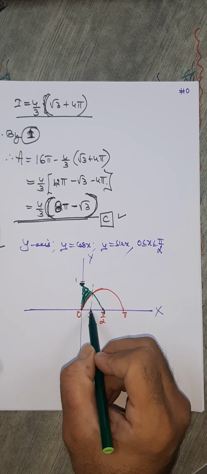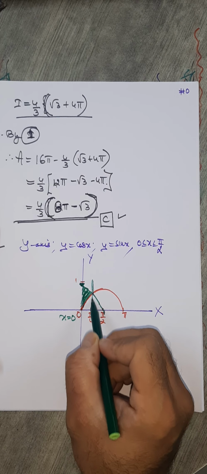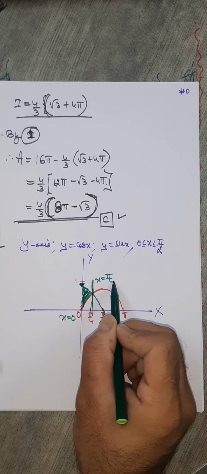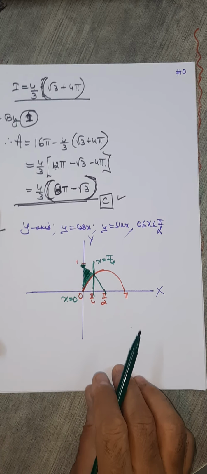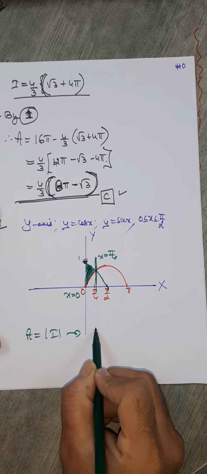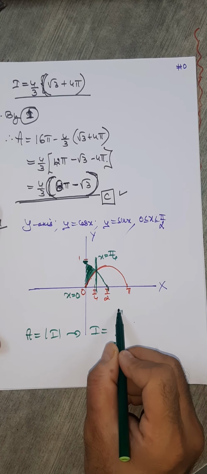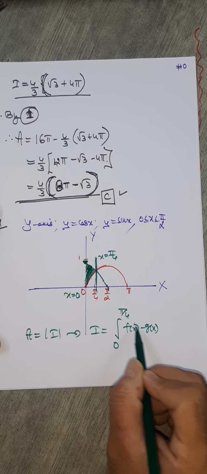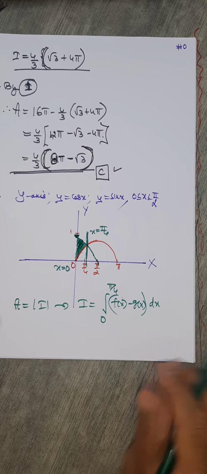Right. Now x is 0 here. You know, the common point is always pi by 4. At pi by 4 both are equal, so here x equals pi by 4. So this minus this, so here area equals modulus of I, where I is given by the integral from where to where? 0 to pi by 4, f(x) minus g(x), the whole dx. Area between two curves I am doing, remember.